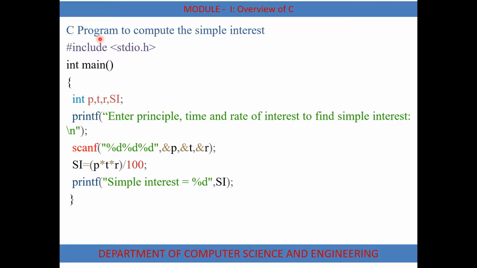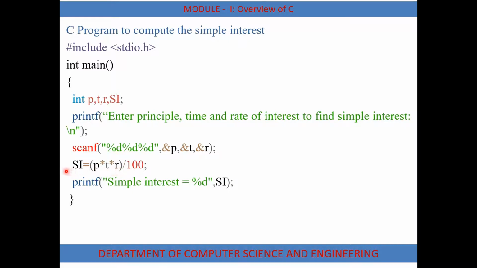C program to compute the simple interest. First, we will see how to calculate simple interest in C. The formula to calculate simple interest is PTR upon by 100. P is the principal amount, that is the money to be invested at an interest. T is the time duration in years. R is the rate of interest.